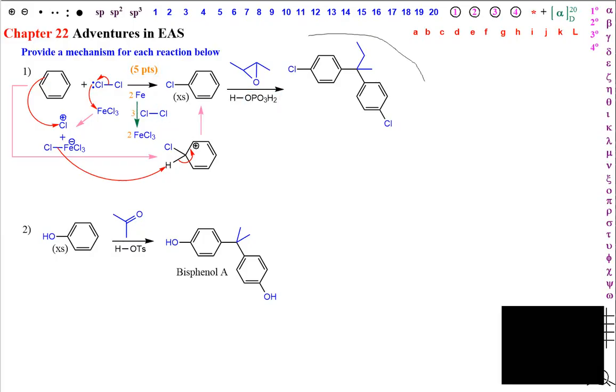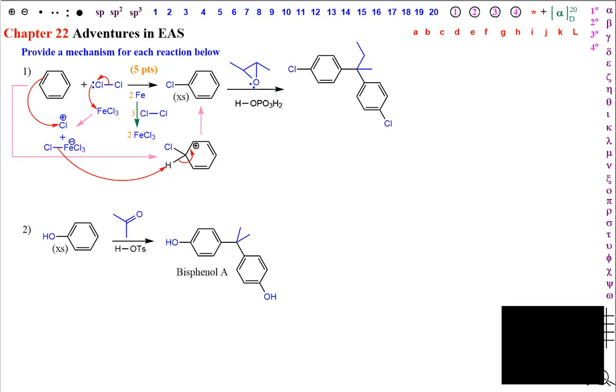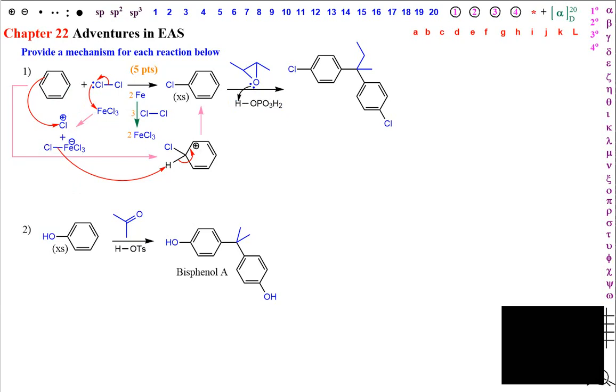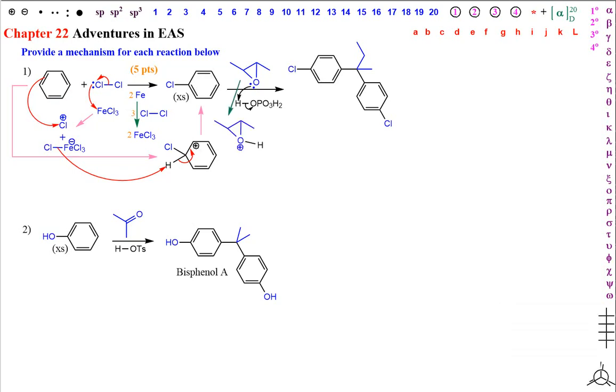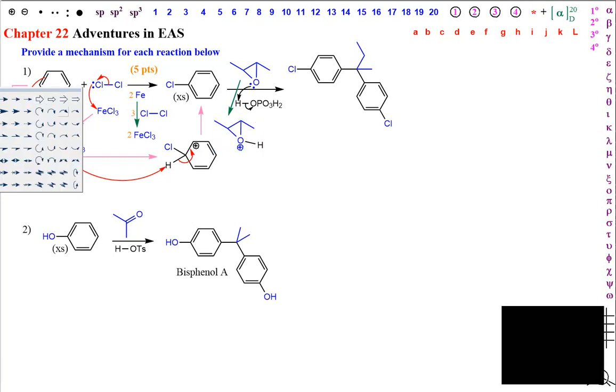Our mechanism for this larger reaction here and the generation of bisphenol A here illustrates that there are other ways of making electrophiles not covered in our previous video. Epoxides in the presence of acid will protonate and activate themselves. This being phosphoric acid right here. Epoxide protonates, generating an oxonium right here. The epoxide is now activated towards attack by a nucleophile. That would be the benzene.